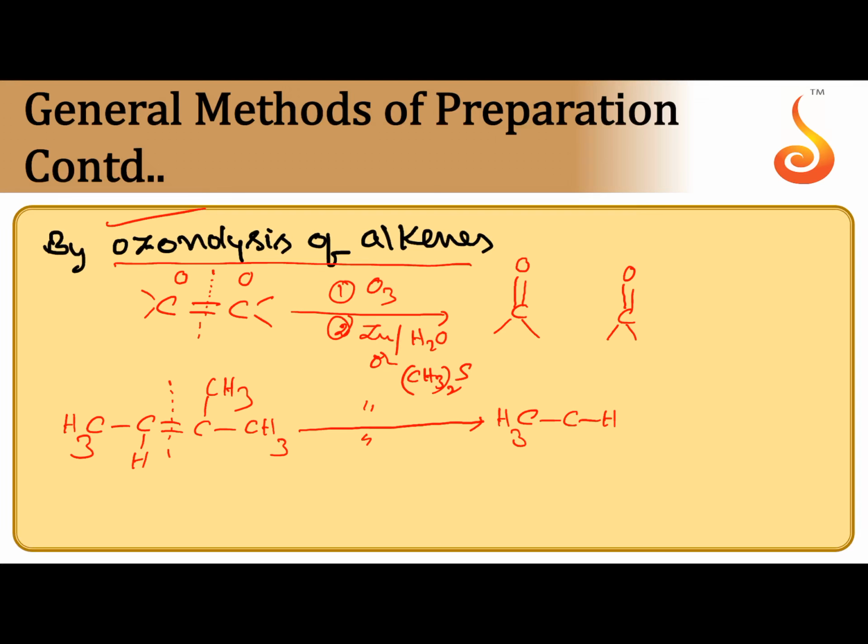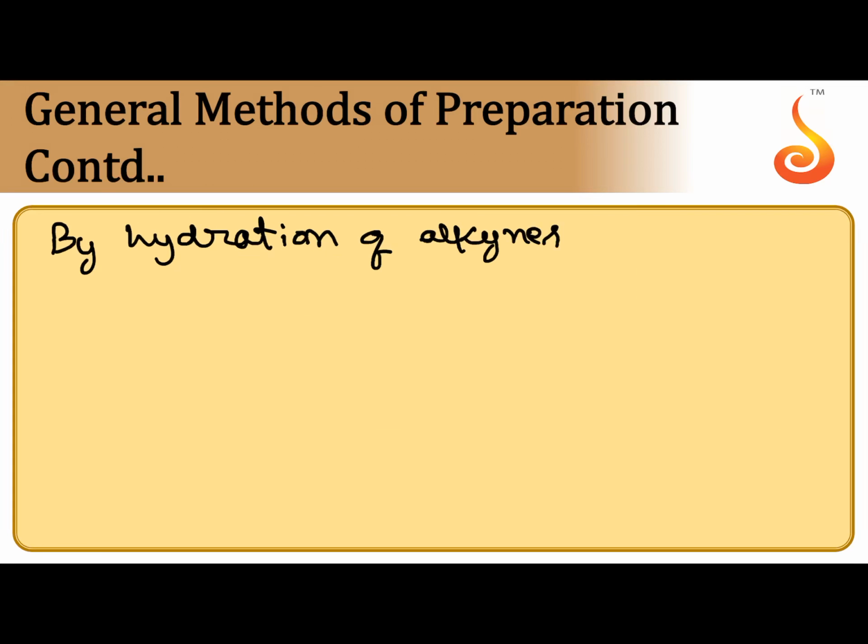CH3CH, carbon is looking for 2 more bonds, and in another one also CH3CCH3, this carbon also looking for 2 more bonds. So keep oxygen at that carbon through double bond. So one is aldehyde, other one is ketone. This is the method to prepare aldehydes and ketones from alkenes by ozonolysis process.